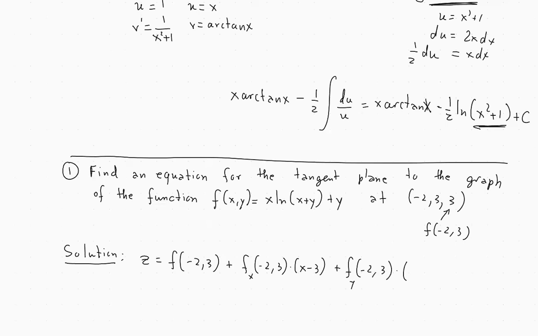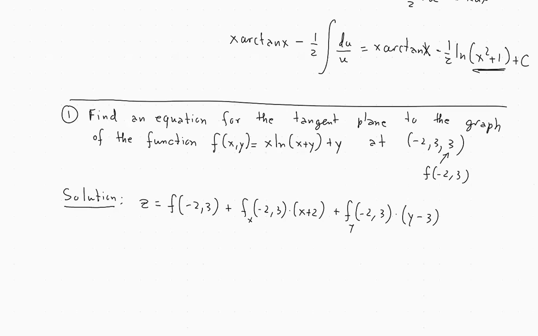Let me erase this. Okay, let's write it nicely, x plus 2. And then we have y minus 3 here. So if you look at this function, this is the linear approximation. It's also the first order Taylor polynomial. It's really the only linear function that shares with f its value at -2, 3 and the first two partial derivatives there. So we need to find these three numbers.